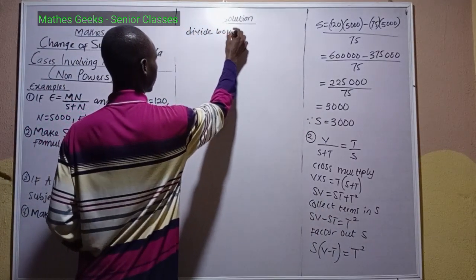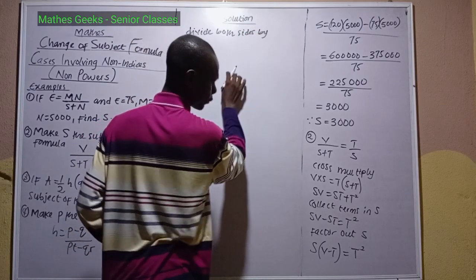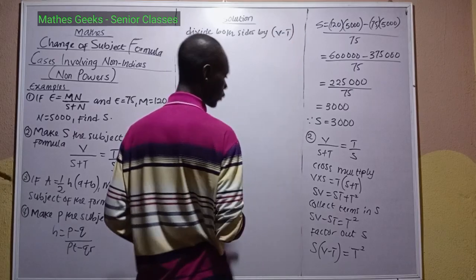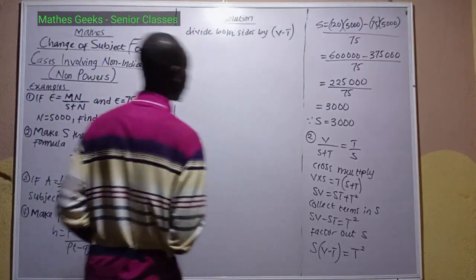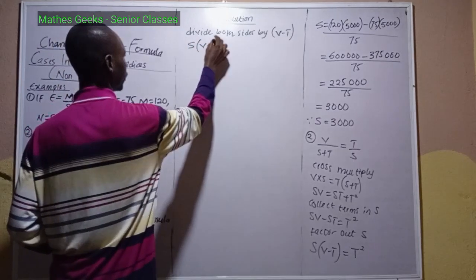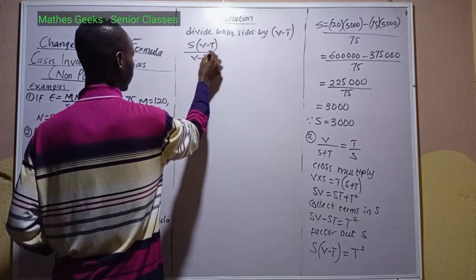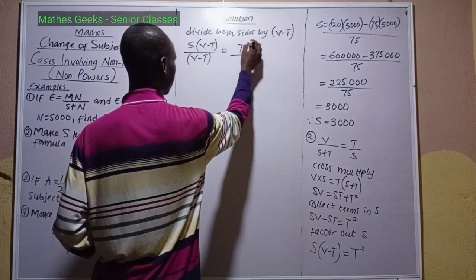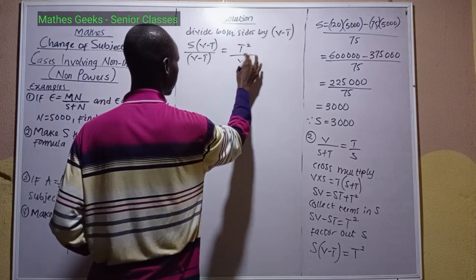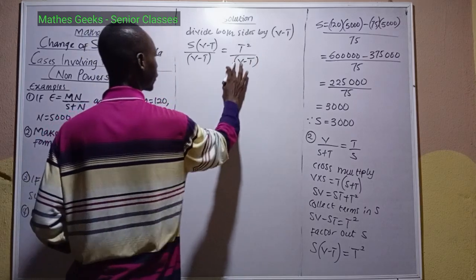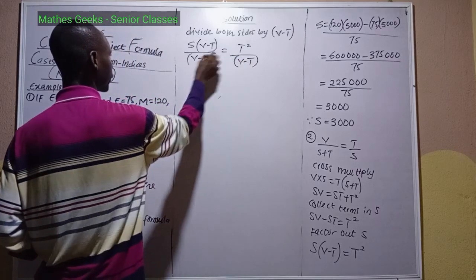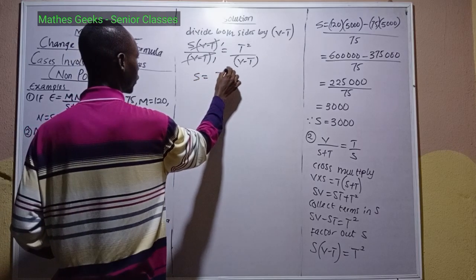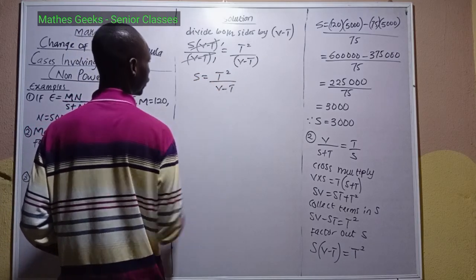Divide both sides by V minus T. This will make S stand alone. S times V minus T over V minus T equals to T squared over V minus T. So this will cancel. So S is equals to T squared over V minus T.